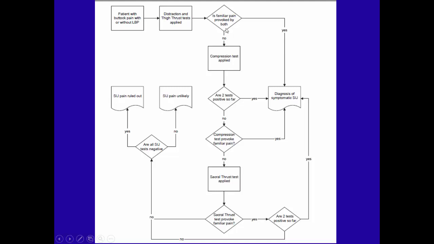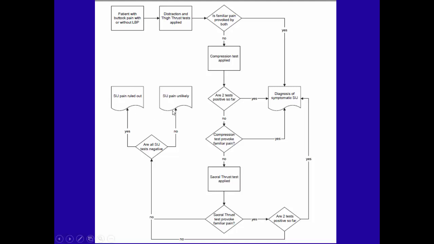If no for both, now what we need to do is start thinking about some of our other tests. So if no for both affecting their comparable sign, we can do the compression test. If two of the tests are positive so far, so this assumes that, let's say, if no for both and yes for this, it would result in no for this.